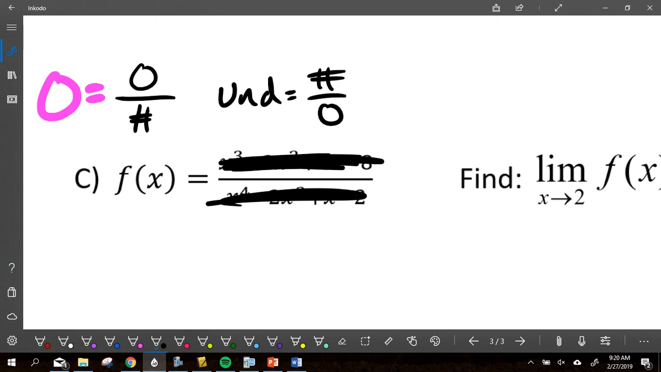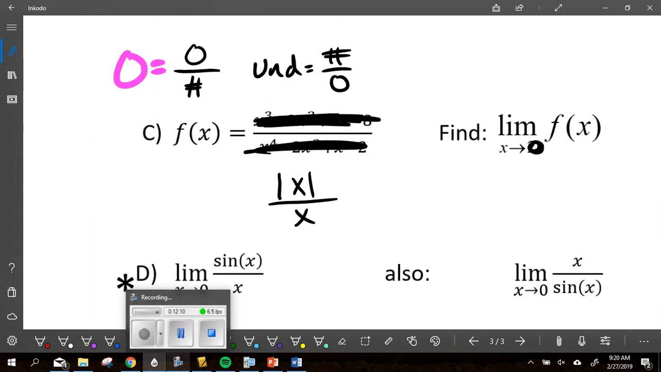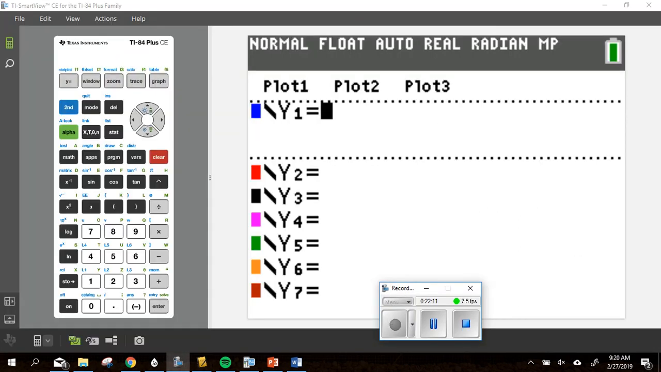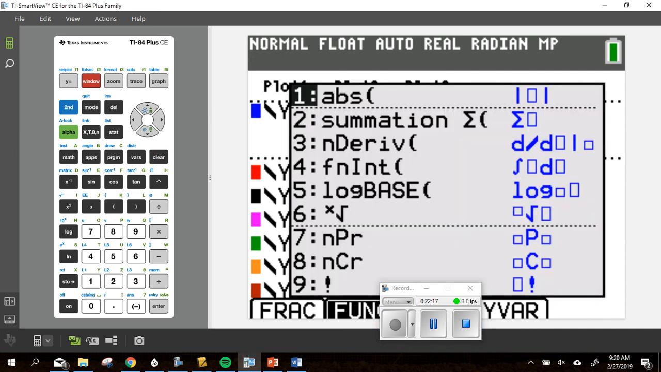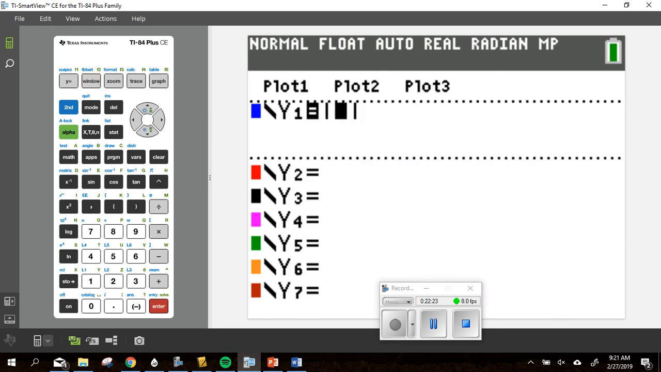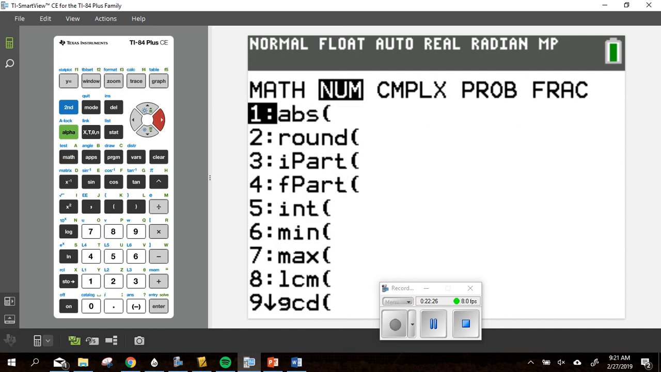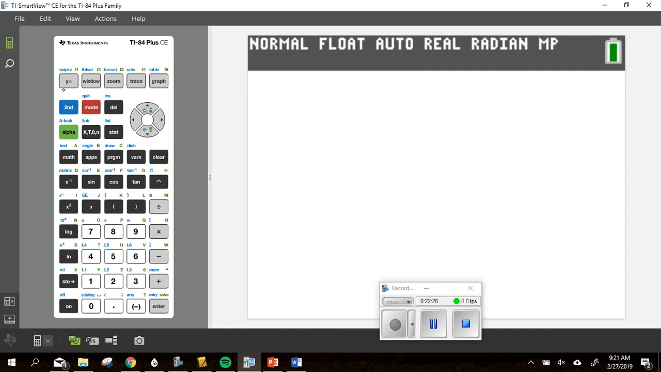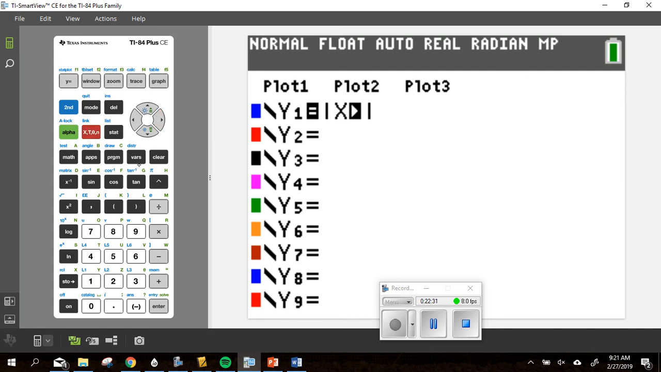Let's do the limit as x approaches 0. And let's make f of x equal to absolute value of x over x. Find the limit as x approaches 0. Do that in your calculator. To do absolute value in your calculator, the best way is to go alpha F2. If you hit alpha F2, you've got the ABS button. You can click on that right there. It's also in your math menu. If you hit math and go over to NUM, ABS is right there as well. I like to go alpha F2, though, because it's just as easy. Absolute value of x all over x.